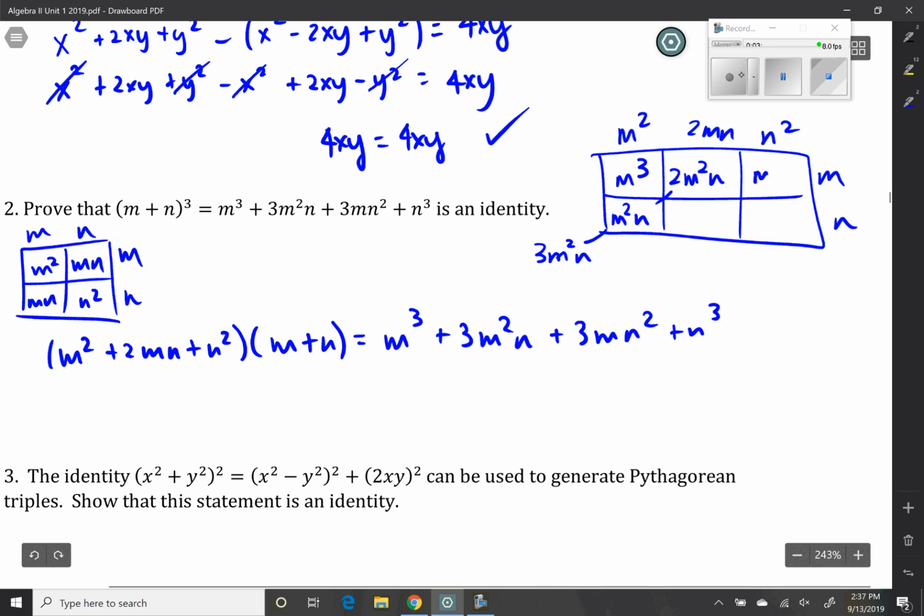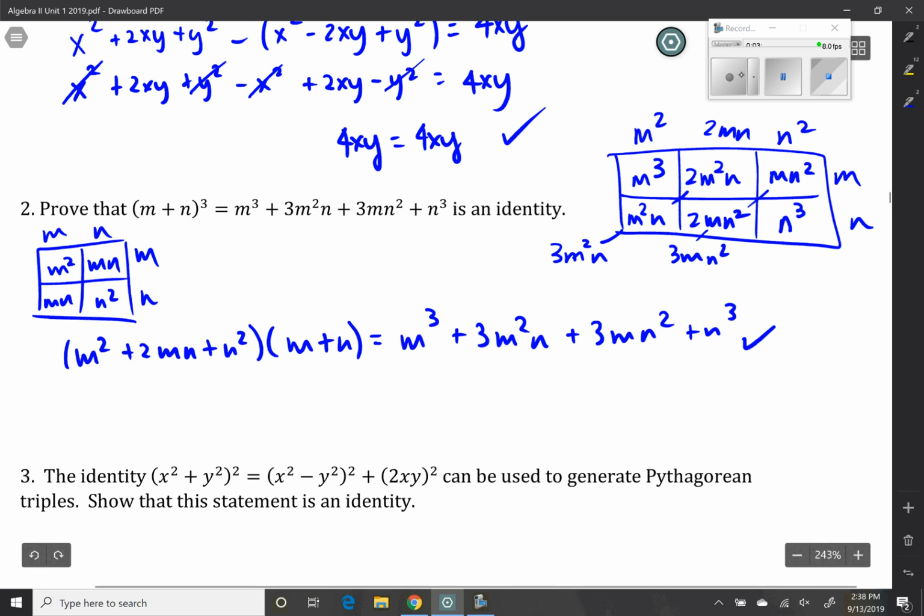So we have mn squared in that box. We have 2mn squared in this box. Notice the n's are going to multiply. That also adds up to 3, but this time that's mn squared, which is what we want. And the last box is n cubed. Look at that, it works. So we would just say that this checks off. It is good.